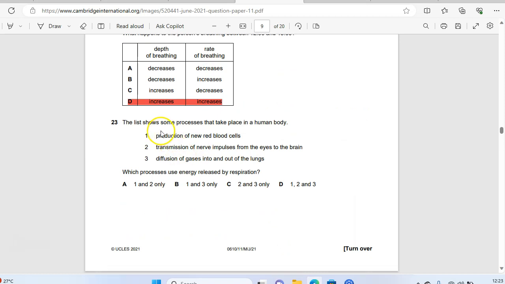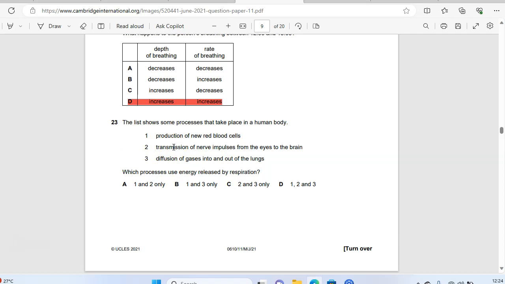23. The list shows some processes that take place in the human body. Production of new red blood cells, transmission of nerve impulses from the eyes to the brain, diffusion of the gases into and out of the lungs. Which processes use energy released by respiration? So answer of 23 is diffusion of gases into and out of the lungs. Do you think it involves energy? I don't think so. Diffusion doesn't involve any energy.